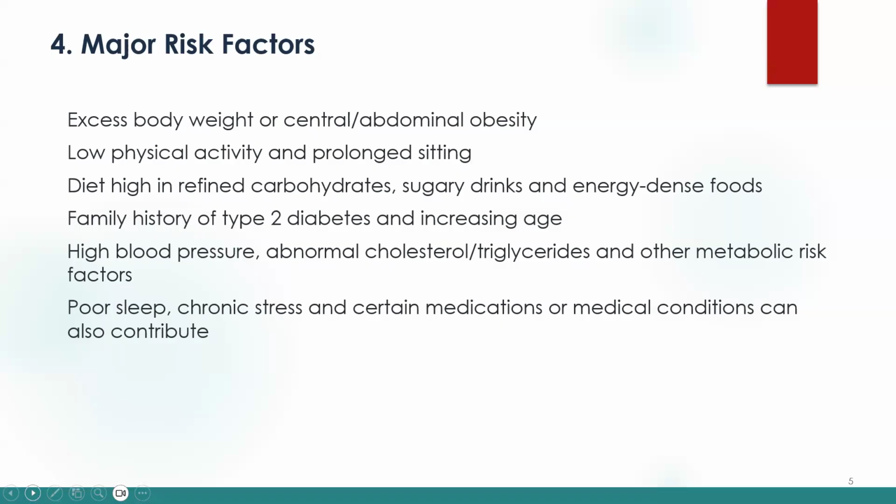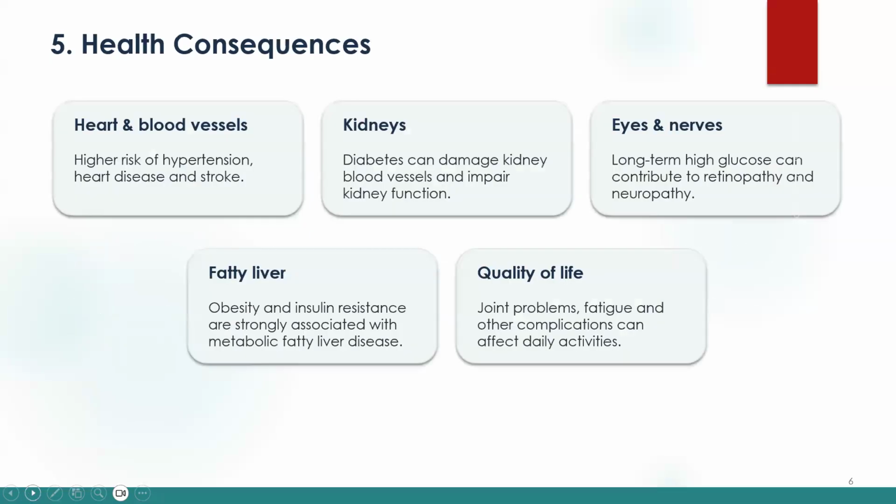Another one, the family history, that is the genetic factor for diabetes as well as for obesity. Both are linked to genes. Similarly, high blood pressure is also associated with obesity as well as diabetes. Poor sleep and chronic stress are also risk factors for diabetes as well as obesity. Now, what are the major health consequences due to such obesity?